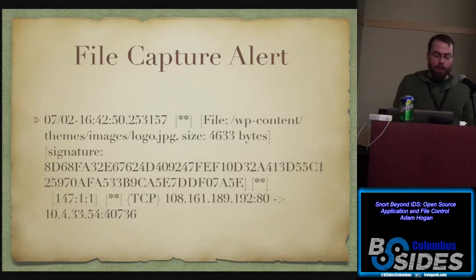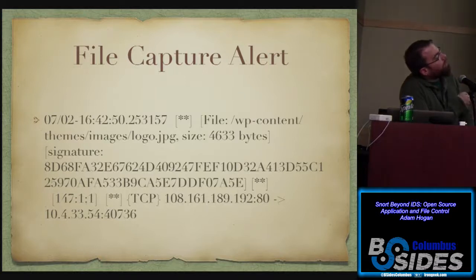And when it happens, you'll get an alert like this one. So I say, okay, here's the date and time. Here's the original URL, WP content, themes, images, logo.jpg. So there's the original URL of that file. Here's the file size. Here's the SHA-256, if you want to look it up and keep track of it, or turn around and start blocking it. And then there's the IPs we saw it from and then to.